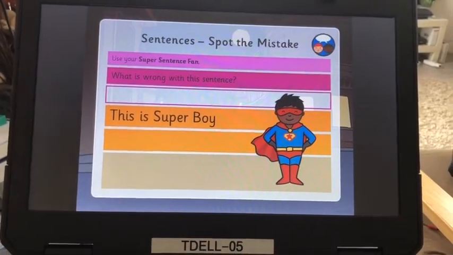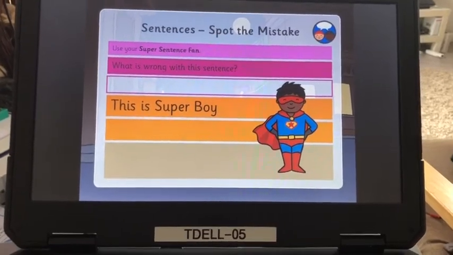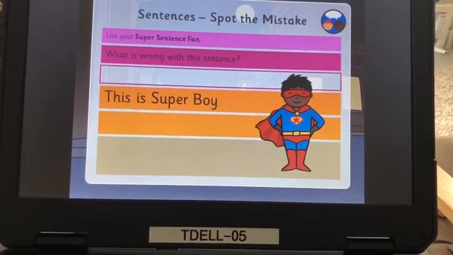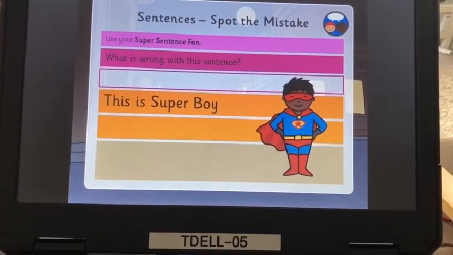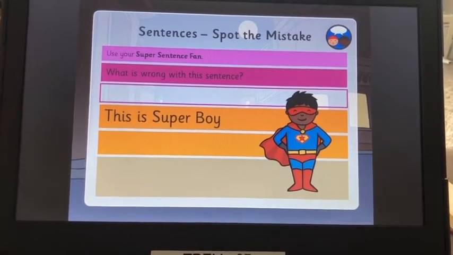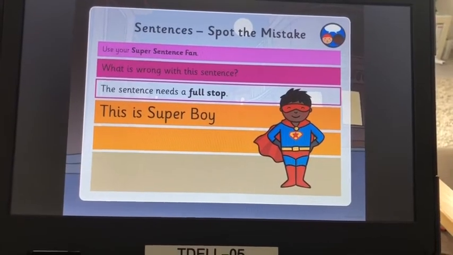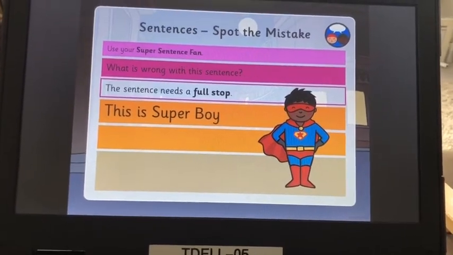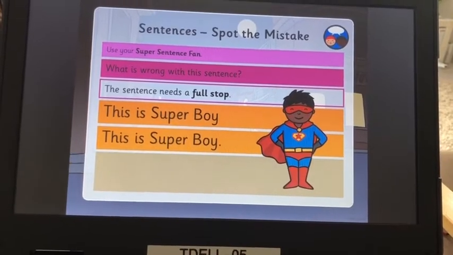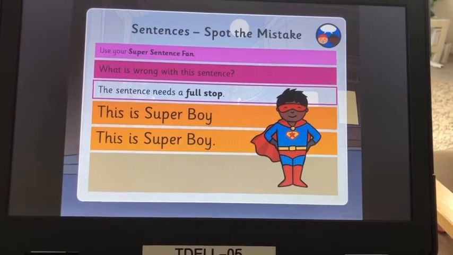What is wrong with this sentence? So this is Superboy. What is this sentence missing? Again, shout at the screen if you know what it is, or tell somebody that's close by. What is this sentence missing? The sentence needs a full stop. This is Superboy with a full stop at the end. That makes it one sentence.